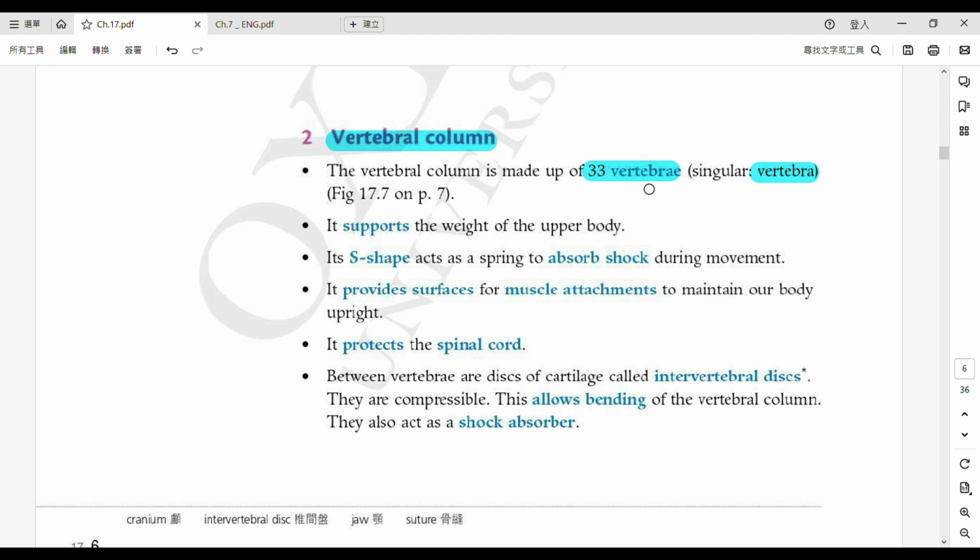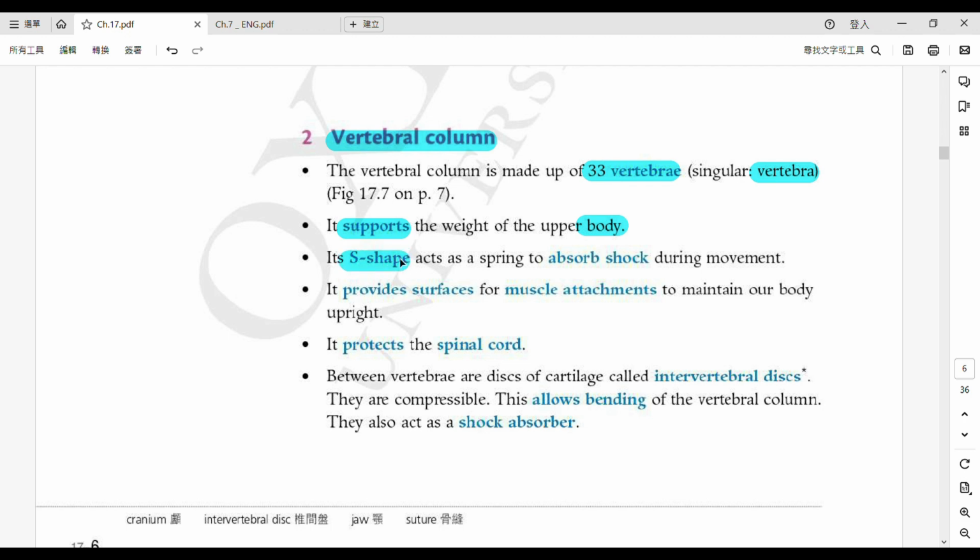Alright? So what does our vertebral column do? This is very important, so please put a star over here and learn about the functions. First of all, it supports our body. Very easy, right? Of course, mainly the upper body.